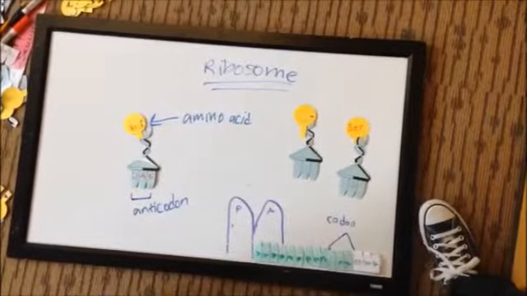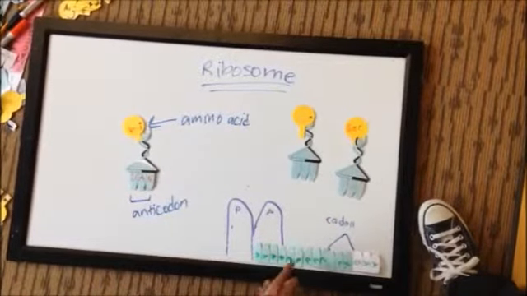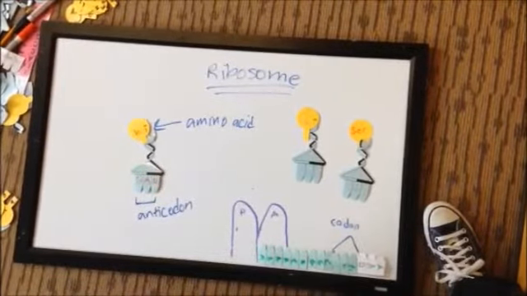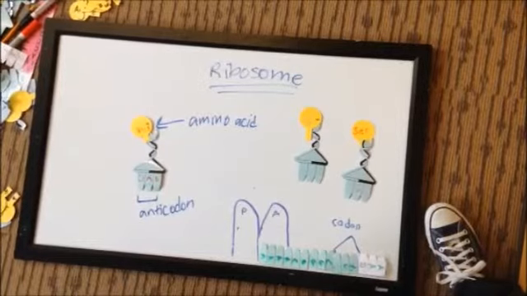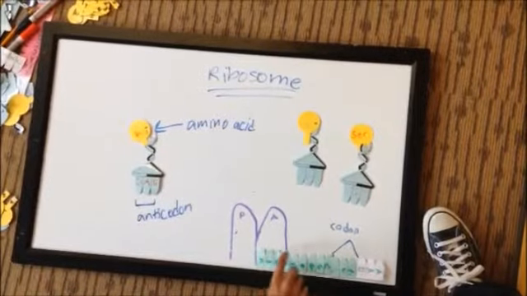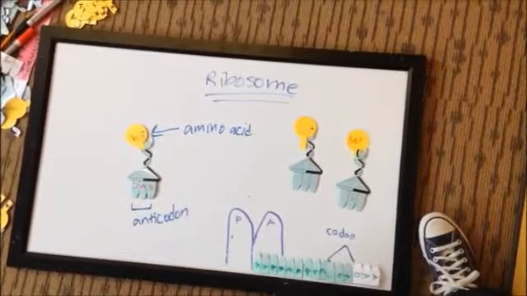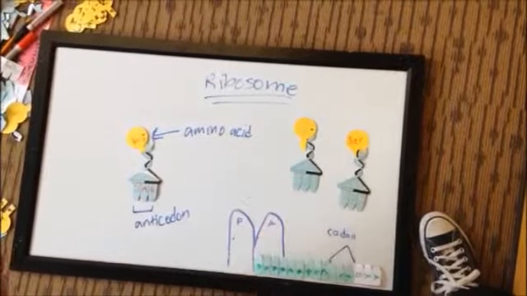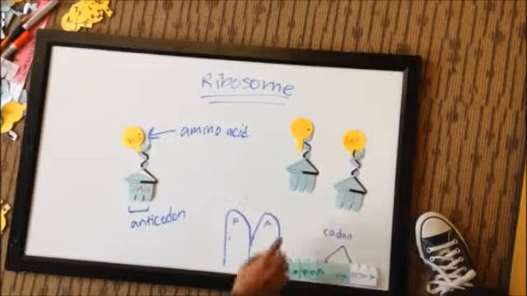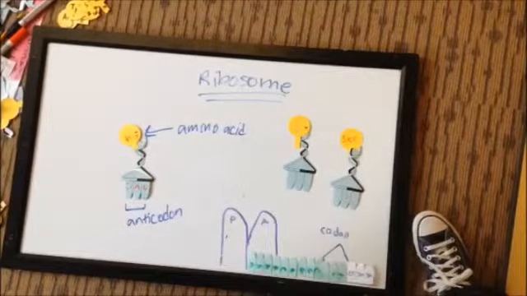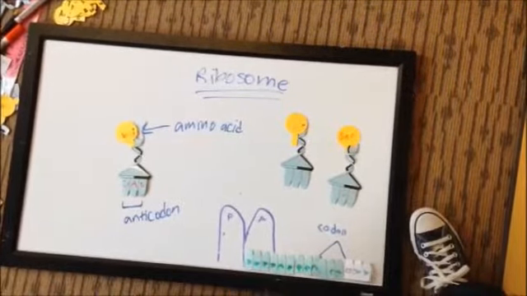Next, the mRNA exits the nucleus and moves along to the ribosome, where it will begin a process called translation. mRNA is read in three-letter words called codons. Each codon represents an amino acid. Transfer RNA molecules, or tRNAs, have three-letter words called anticodons.